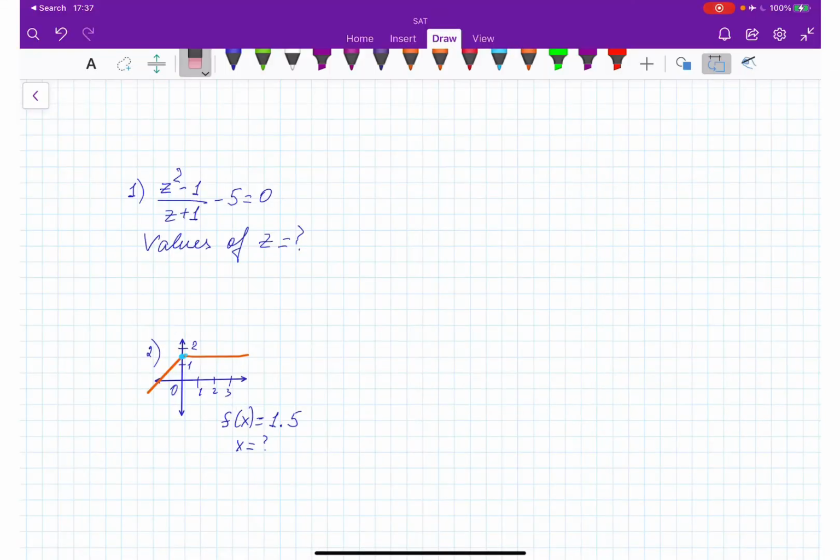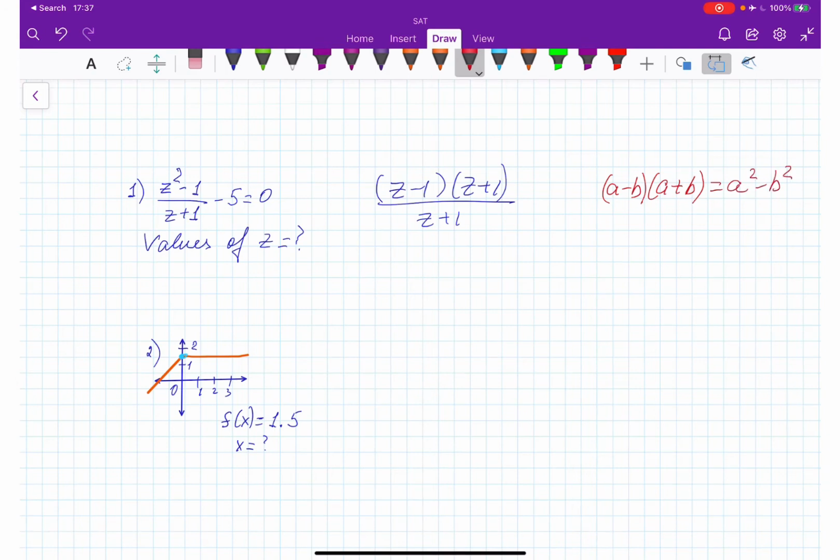Okay, question number one. We need to find z here. So to find z, what am I going to do first? z squared minus 1. I'm going to open it as z minus 1 times z plus 1 over z plus 1, which is using the formula for difference of squares: a minus b times a plus b is equal to a squared minus b squared.